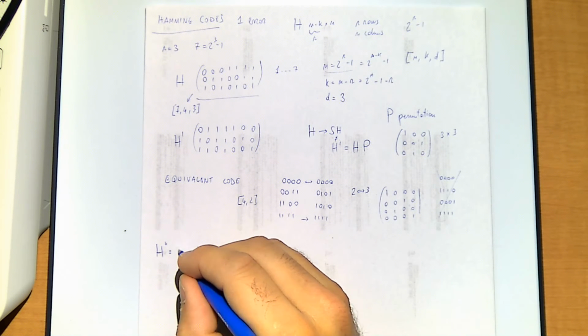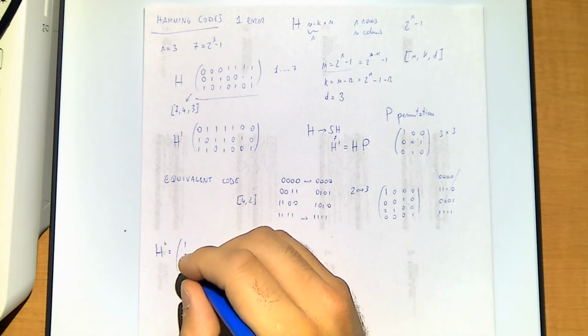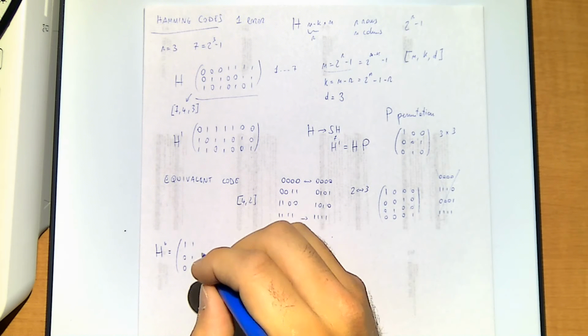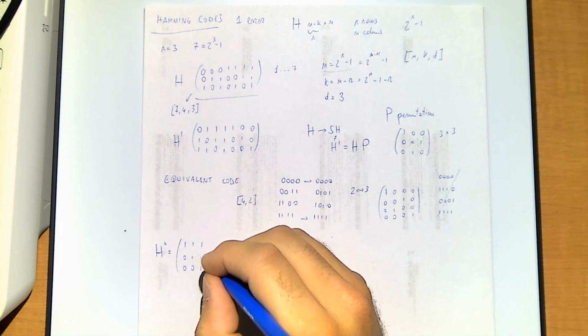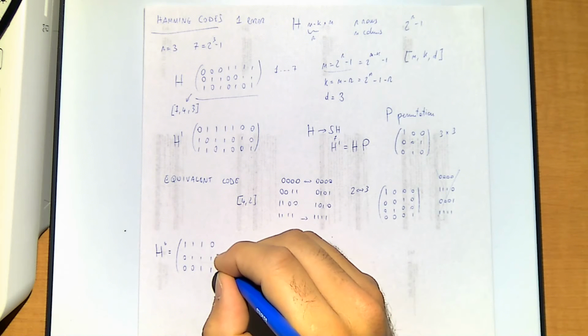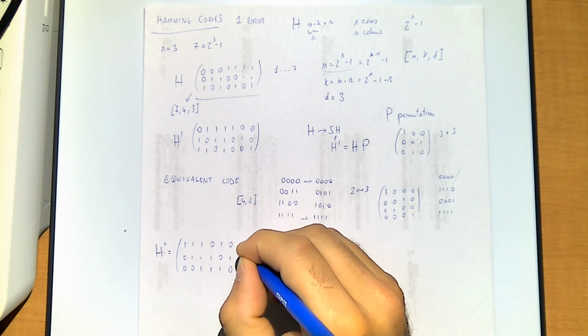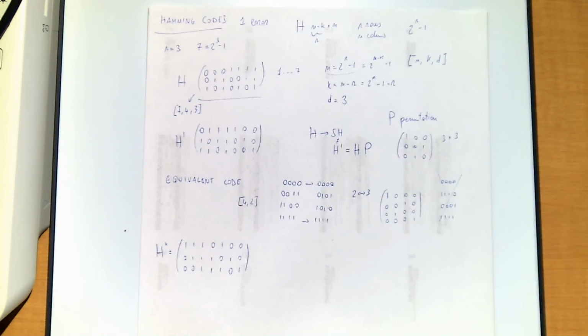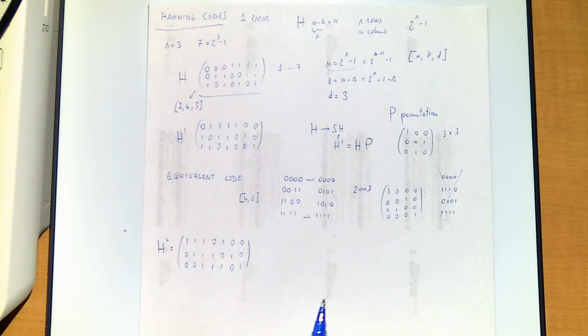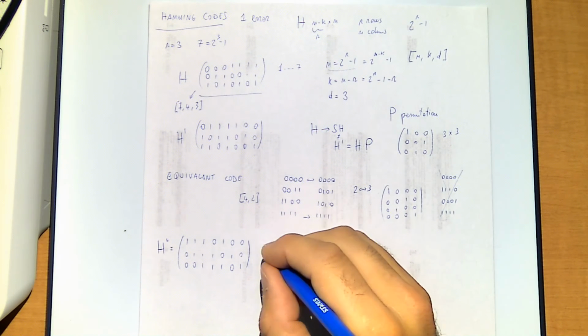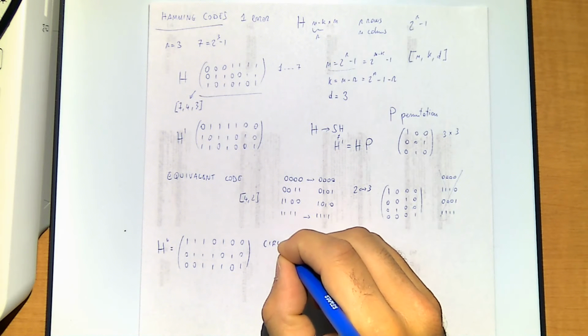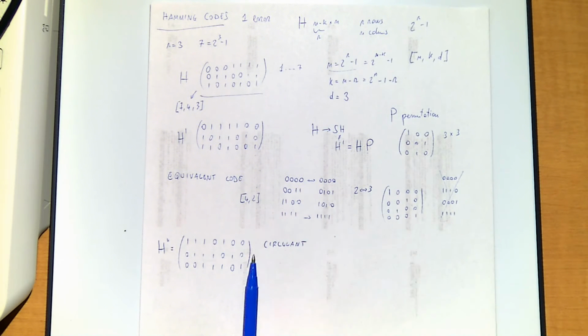Suppose that I put them in this order here: 1, 0, 0, 1, 1, 0; 1, 1, 1, 0, 1, 1; 1, 0, 1, 0, 0, 0, 1. Okay? So this is again equivalent, I just move the columns around. But what is particular about this form is that this is circulant. If you look at the first row and the second row, you can see that the second row is the first row just shifted to the right by one position.